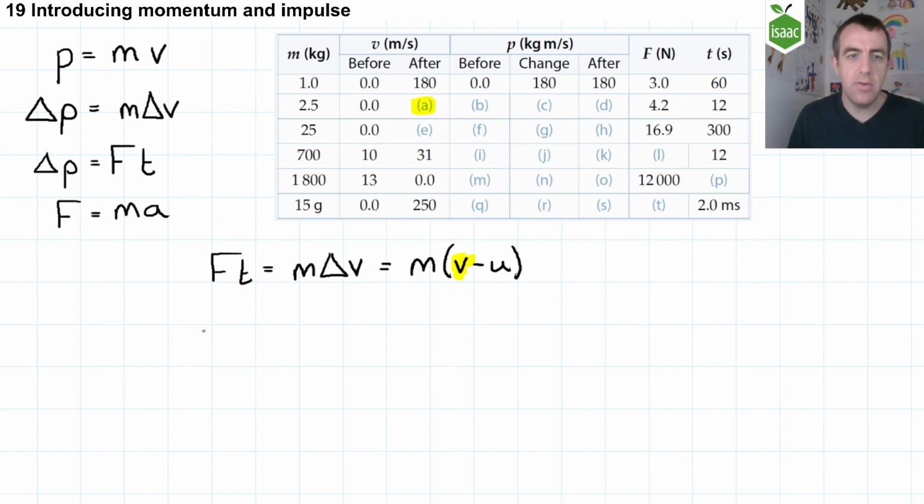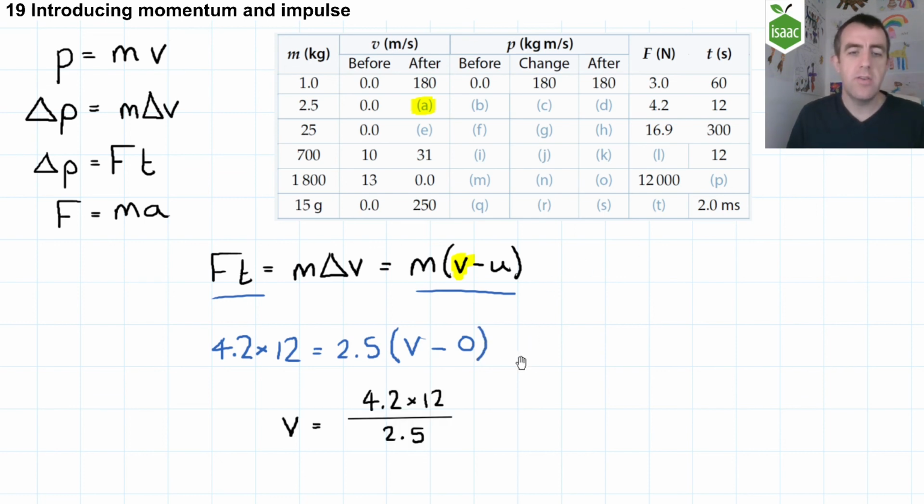At GCSE level, I would encourage you to work with numbers rather than symbols to start with. So let's substitute our numbers for force, 4.2 newtons. This is multiplied by our time, 12 seconds. And so this part is equal to this part. Our mass is 2.5 kilograms multiplied by the final velocity, which we don't know, minus the initial velocity, which is 0. We can now rearrange the equation to make the final velocity our subject, and then plug this into our calculator, get our answer, and check that it's correct from Isaac Physics.